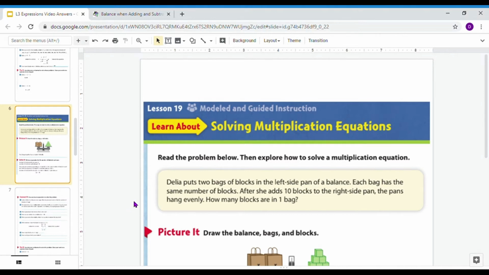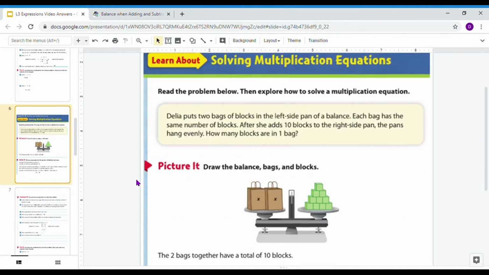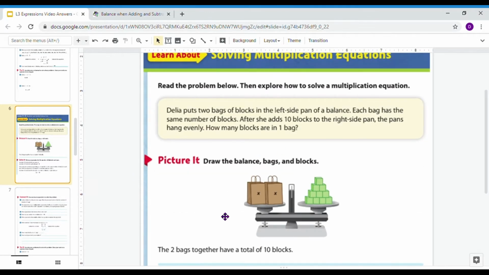So this says, Delia puts 2 bags of blocks in the left side pan of a balance. So here's our 2 bags of blocks. Each bag has the same number of blocks. So notice how they're both labeled X because they're the same. After she adds 10 blocks to the right side pan, it hangs evenly. How many blocks are in one bag?